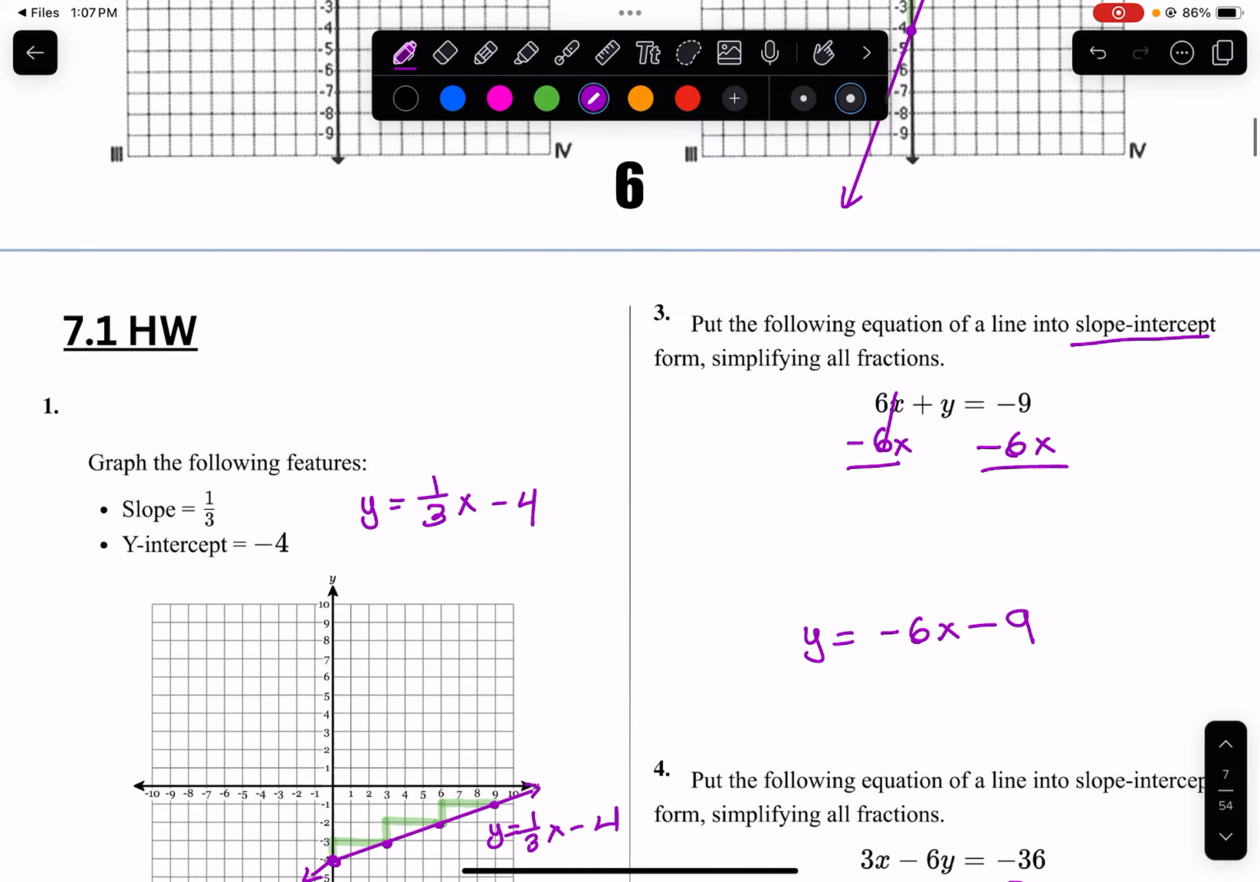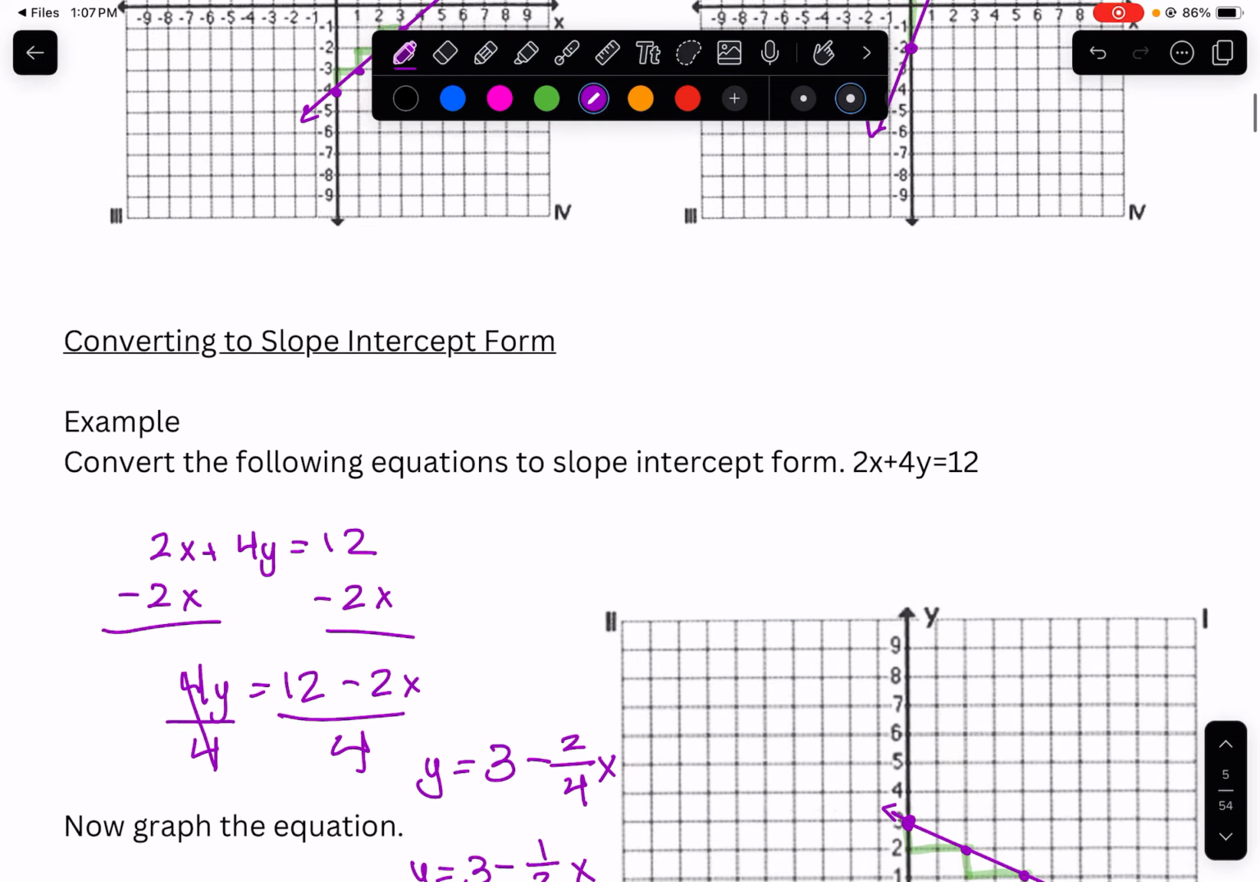So that's our first lesson, reviewing slope, how to graph lines, slope-intercept form.